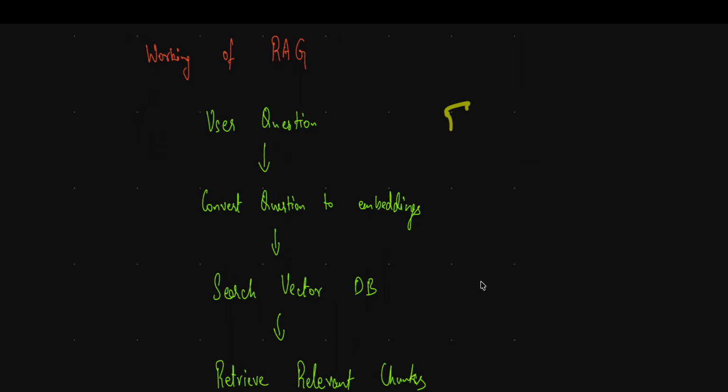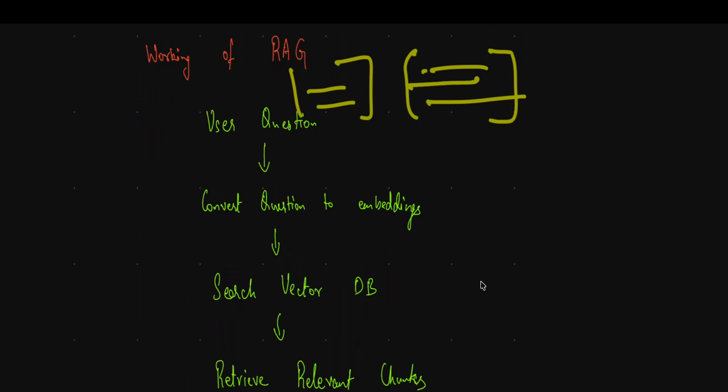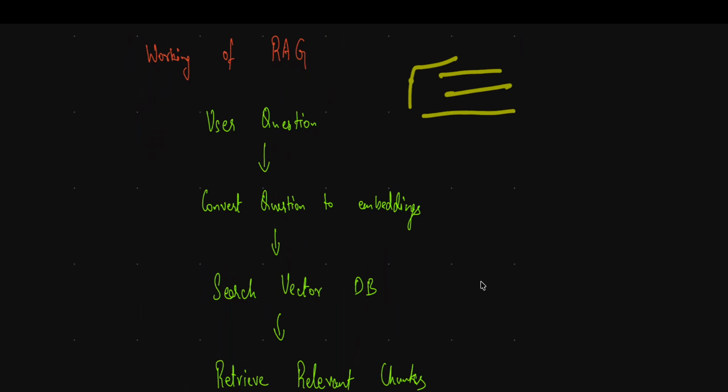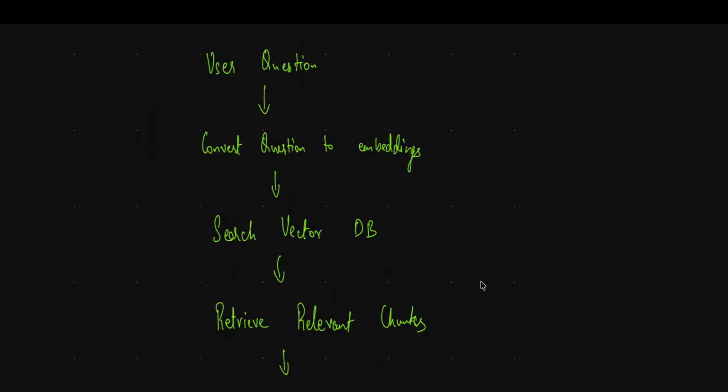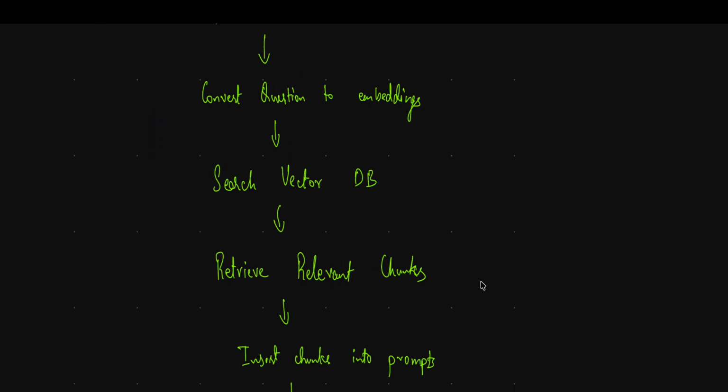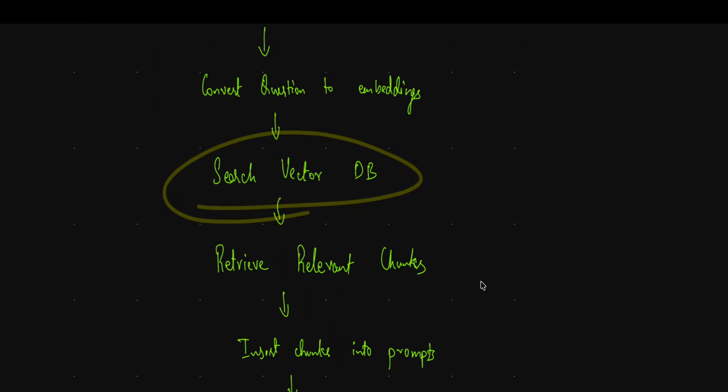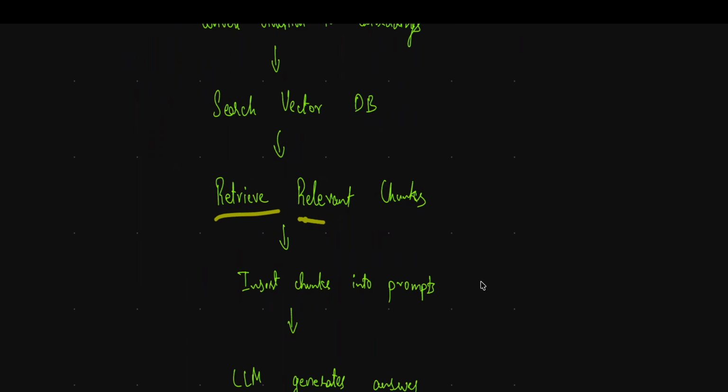You convert that question to some number format, and your private PDF or private library, that data is also converted to vectors, and you search your query vector against all the PDF vectors to find the similarity. Once it finds the most similar ones, basically we are searching and finding the most similar ones in this step. After that, we will retrieve relevant chunks.